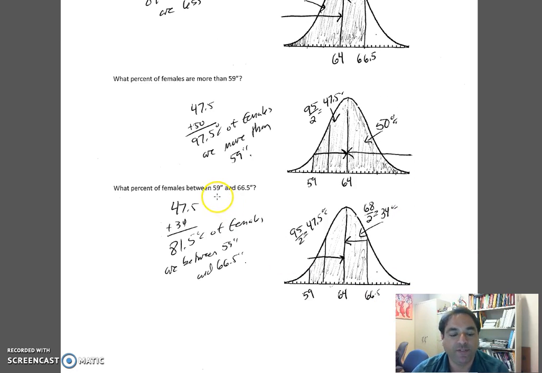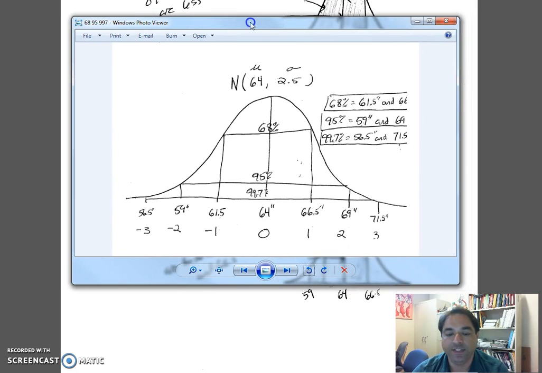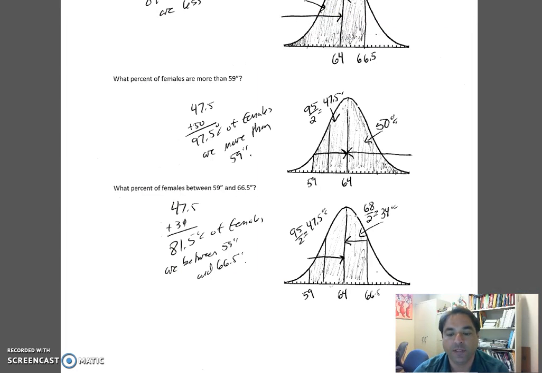Okay? So looking at the next example. Now we're going to do between 59 inches and 66.5 inches. So a little more difficult, but 59 is 2 standard deviations to the left. 66.5 is 1 standard deviation to the right. Draw the picture first. So we're looking for this area here.